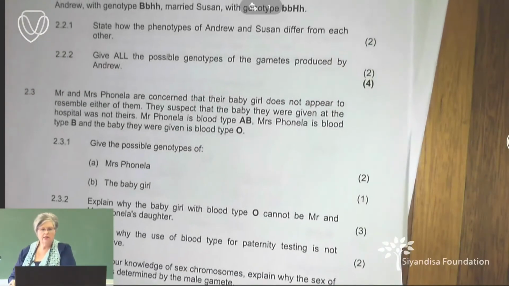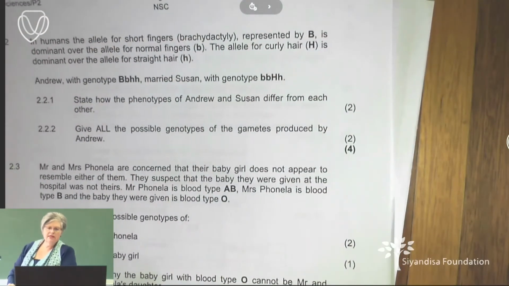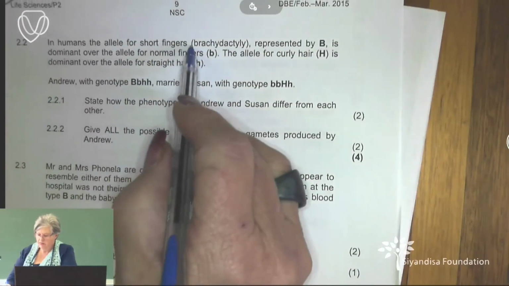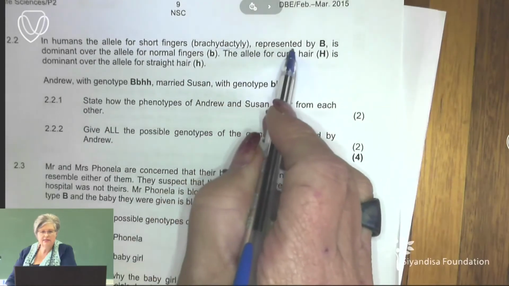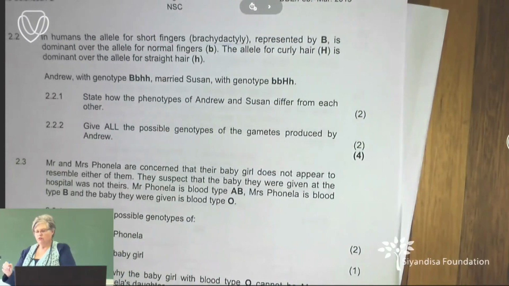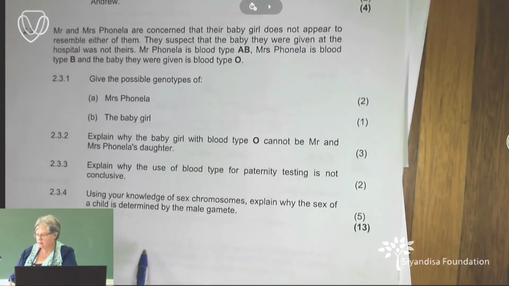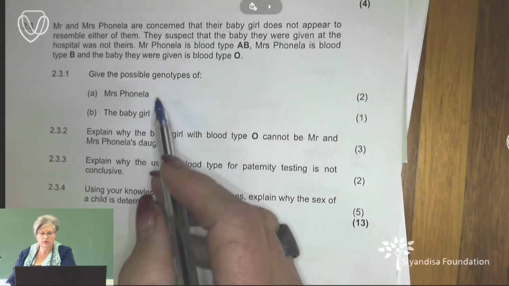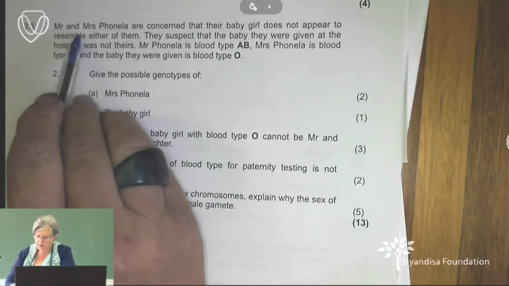Okay? This one, in humans, the alleles for short fingers, nee? If you have very short fingers, it's brachydactyly, is represented by B. Okay. Sorry, I want to skip that one because it's codominance. We will look at it just now. But let's look at this one, 2.3.